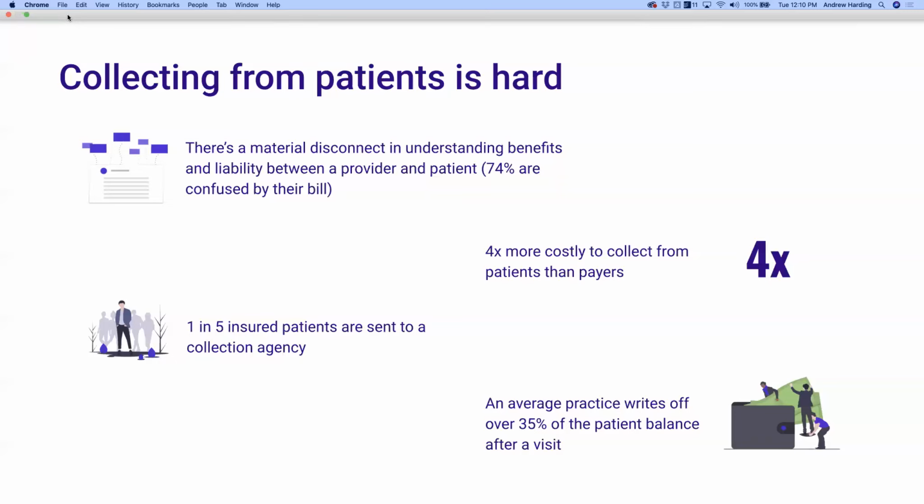And so an average practice is writing off over 35% of their patient balances. This definitely depends on the procedure mix that you're doing, the type of patients that you're servicing. This number can be higher or lower, but on average, we see about 35% of patient balances are just written off, which means zero cash value to a practice. So those are just a few themes we think from why collecting from a patient is actually so difficult.